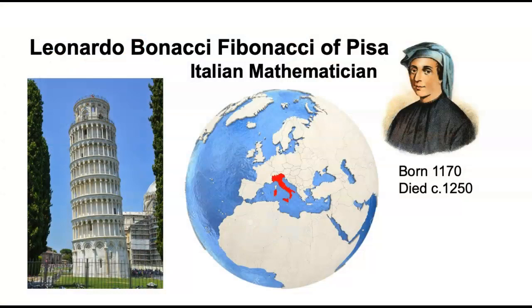Leonardo Fibonacci was an Italian mathematician back in the Middle Ages. He came from Pisa. Here's the Leaning Tower of Pisa, which you can still see today if you go to Europe, to the country of Italy. Some people say that on a map, the country of Italy is shaped like a long boot.